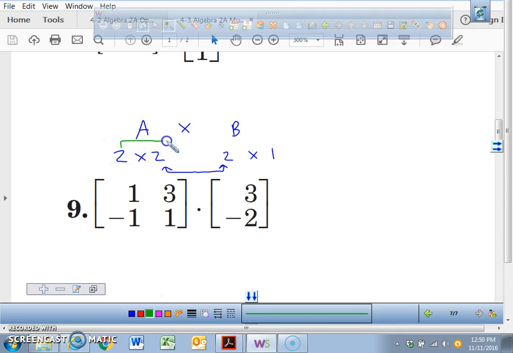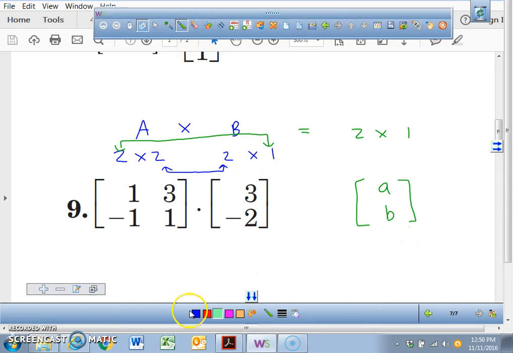So, what's our final result going to be for A times B? What's it going to equal? It's going to be a 2 by 1. Now, what does a 2 by 1 look like? Well, it looks like this. This is a 2 by 1. So you're going to get a number here, and a number here. You always want to know what it looks like before you start the problem, because with matrices, you're going to get certain dimensions for your answer. So you want to kind of know what it looks like before you get there. You want to know what your destination is going to be.